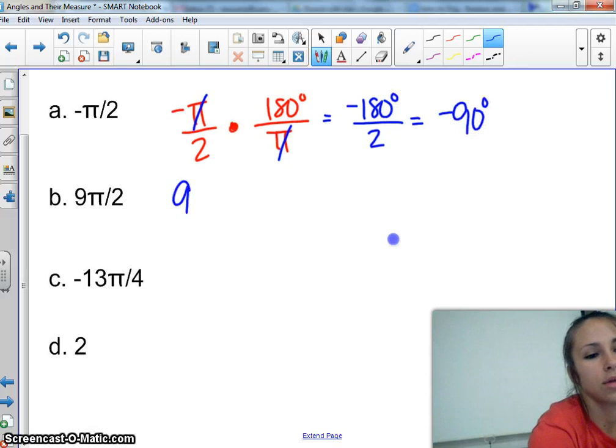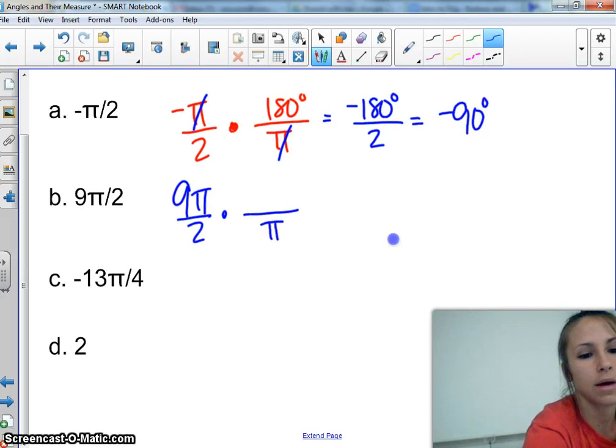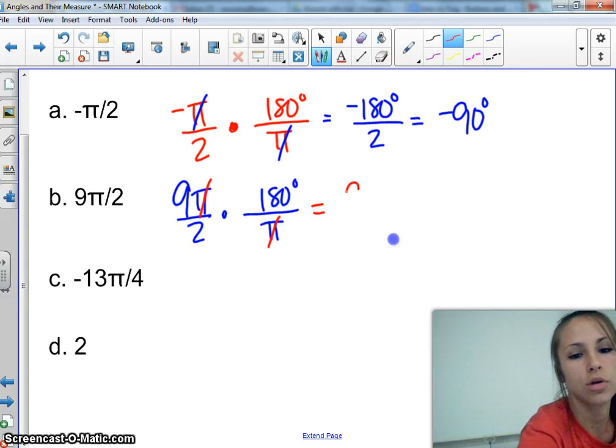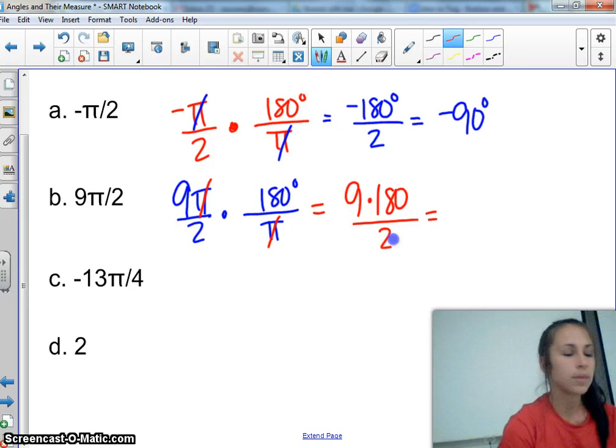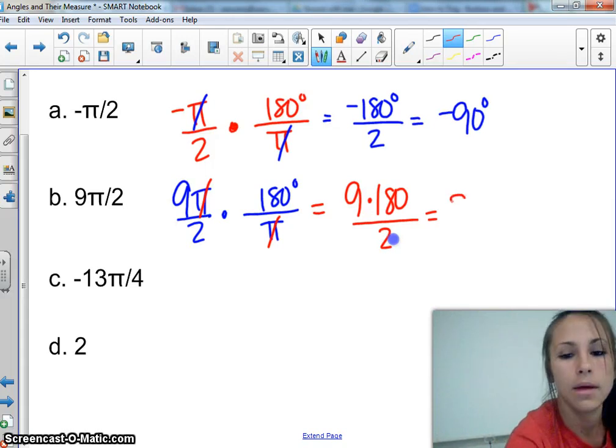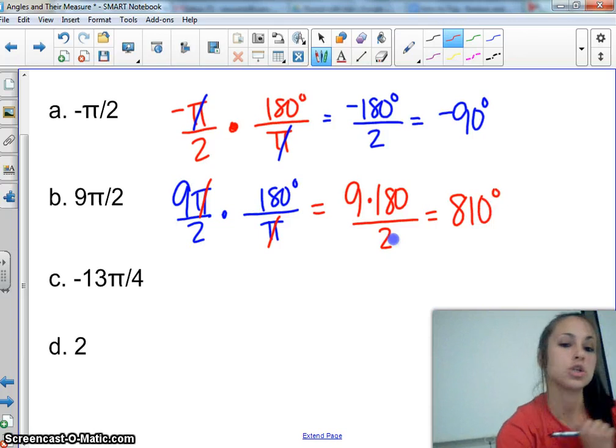All right. So then 9 pi over 2. If I convert that, that's going to be pi in the bottom, 180 degrees in the top. My pi's are going to cancel, and so I'm going to do 9 times 180 divided by 2. And so then if I do that, that should end up being 810 degrees.